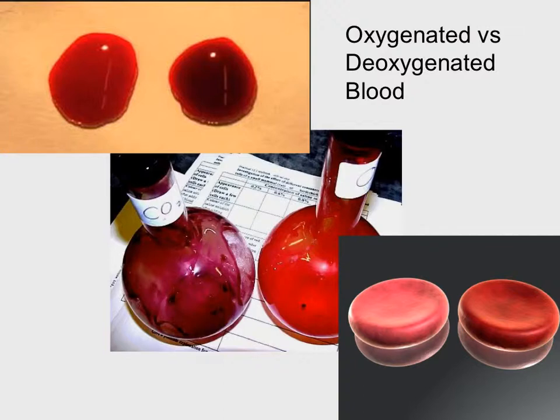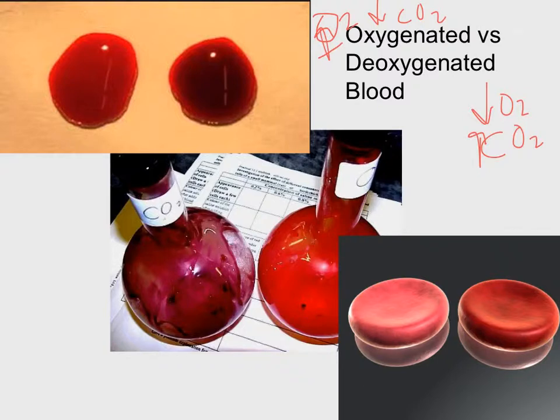So there are basically two types of blood that we have. We have oxygenated blood and deoxygenated blood. Oxygenated blood is blood that is carrying oxygen, and deoxygenated blood has very low oxygen, and it's actually carrying a lot of CO2. Oxygenated blood has low CO2 and a lot of oxygen.